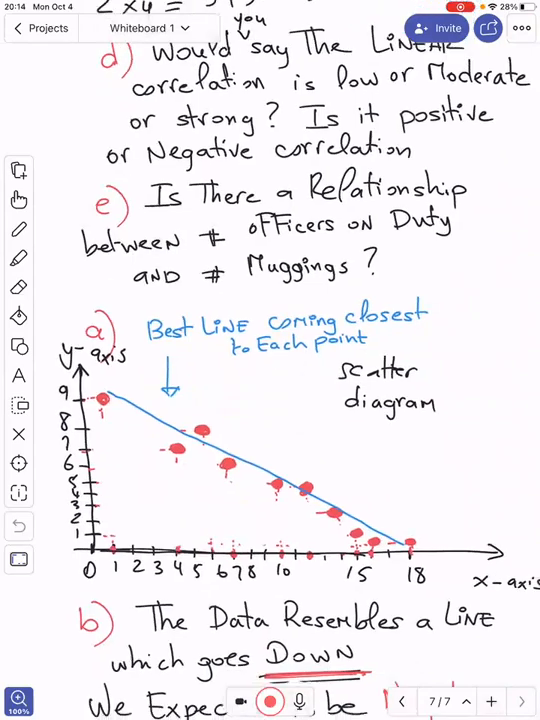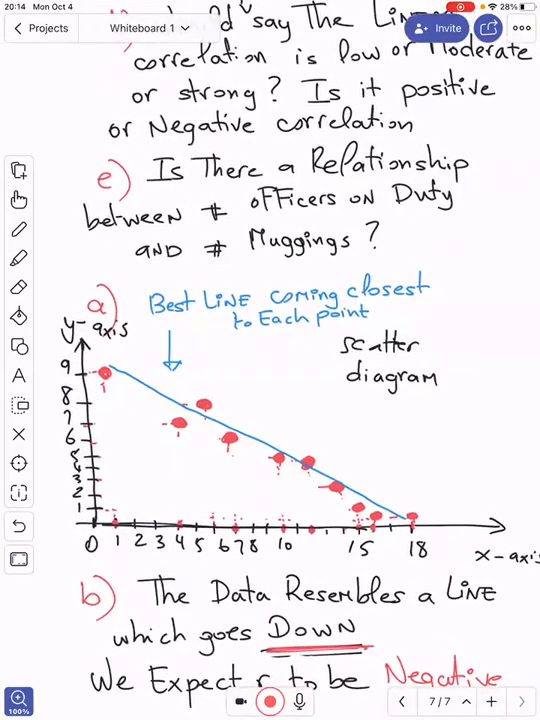So is there a relationship between the number of police officers on duty and the number of muggings, guys? Well, we have a very strong negative correlation, right? So if it's negative, it means that the values of Y are gonna decrease as the values of X increase. So what's Y? Y is the number of muggings, right?